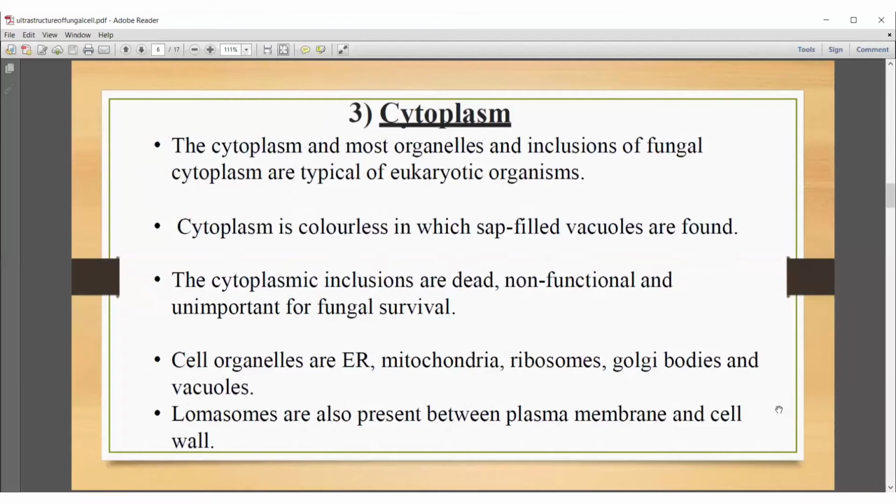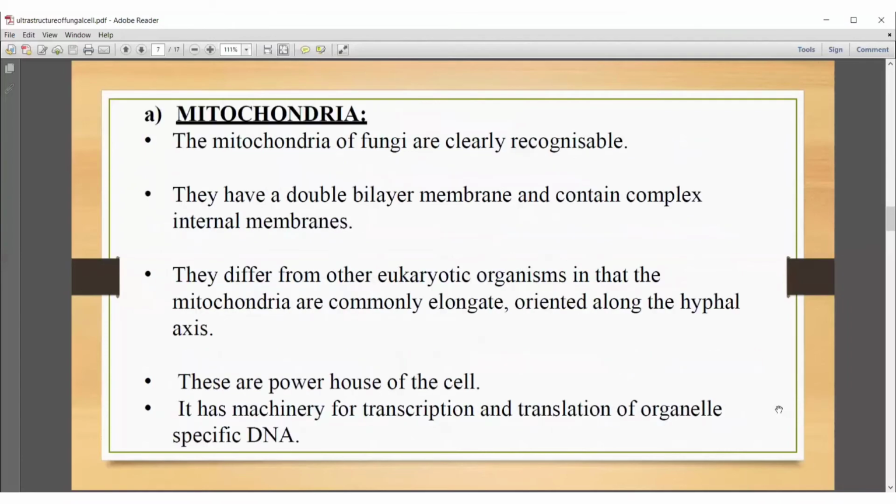Chromosomes are also present between the plasma membrane and cell wall. Question can be asked in the exam: where are chromosomes present? It is present between the plasma membrane and cell wall. In between the plasma membrane and cell wall.